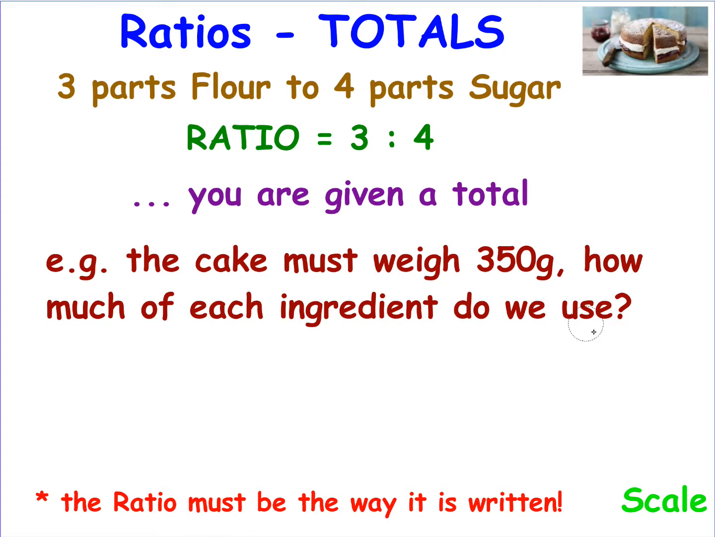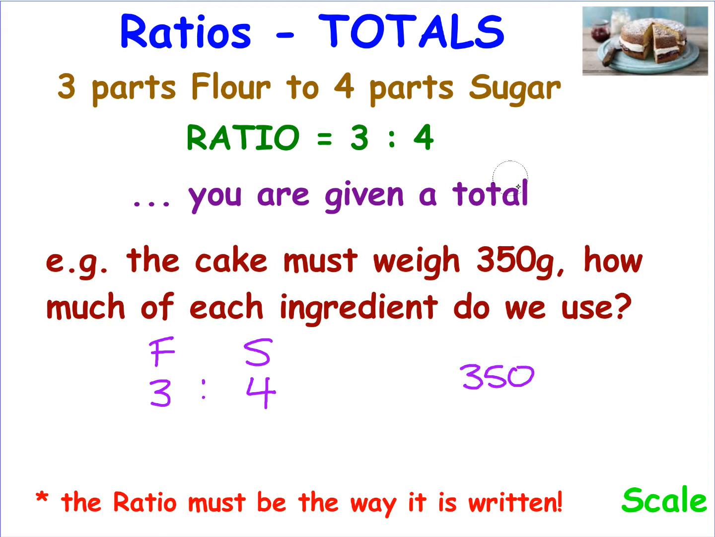So the way to answer any ratio question really is to set up your strap line. As it's written there, put the letters down for flour and sugar so you don't get them mixed up. And then as it's written, 3 parts of flour to 4 parts of sugar. This has set up what we call our strap line. Now, the cake must weigh 350 grams. So the 350 grams isn't all flour, it's not all sugar, it's a total. So we'll put the total over here.